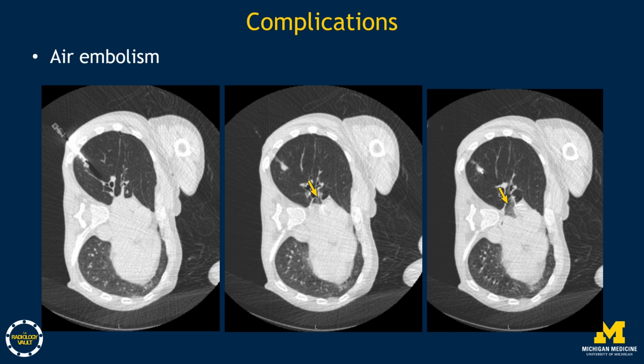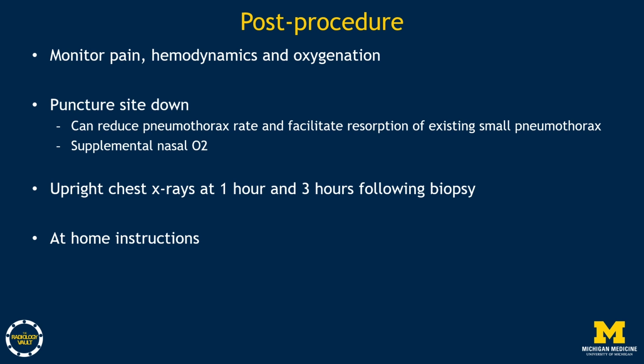Following the procedure, patients are monitored for hemodynamics, adequate oxygenation, and pain. Patients are kept in a so-called puncture site down position, which helps reduce pneumothorax rates and can facilitate resorption of an existing small pneumothorax. For anterior puncture sites, consider keeping the patient in recumbent position but with a sandbag or similar weight over the puncture site rather than prone position. Supplemental oxygen via nasal cannula can also assist to prevent or alleviate a small pneumothorax.